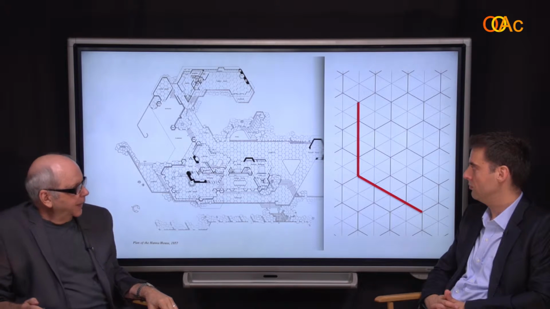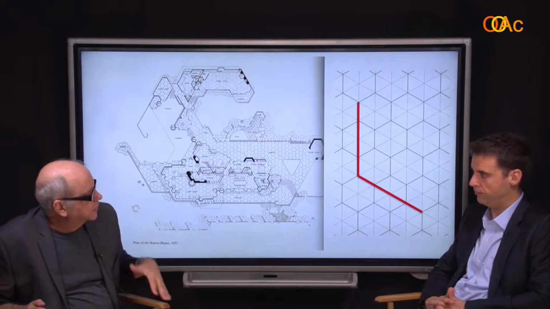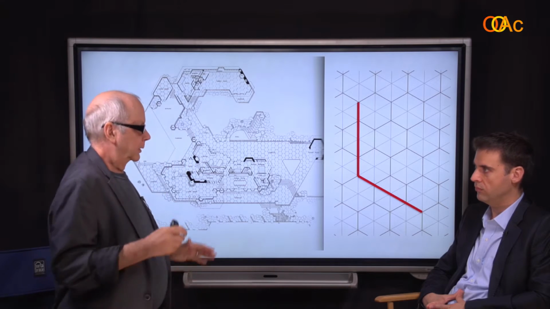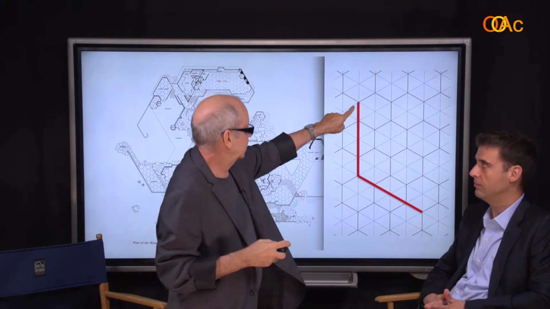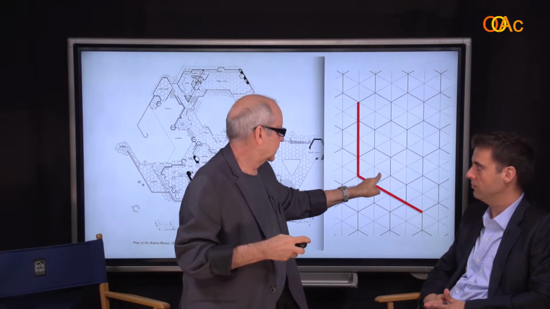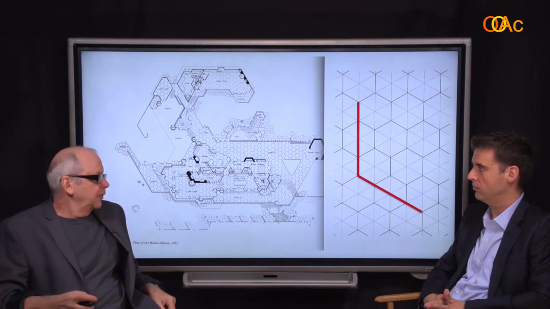Now, we talked about how Wright wanted to destroy the box. So you are in a room and you come to the corner and you go this way. Here, there's no corner. You just keep flowing. So instead of 90 degrees, it's 180 degrees. And so this idea of continuous flow.